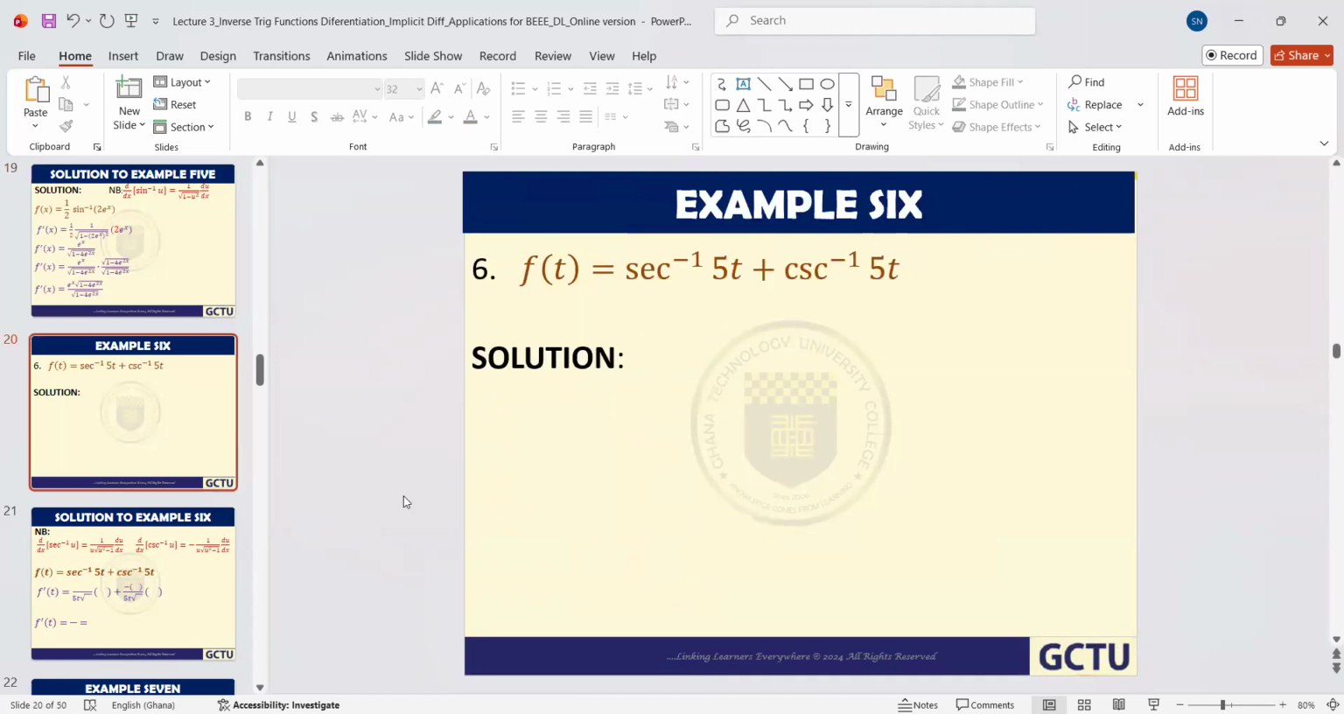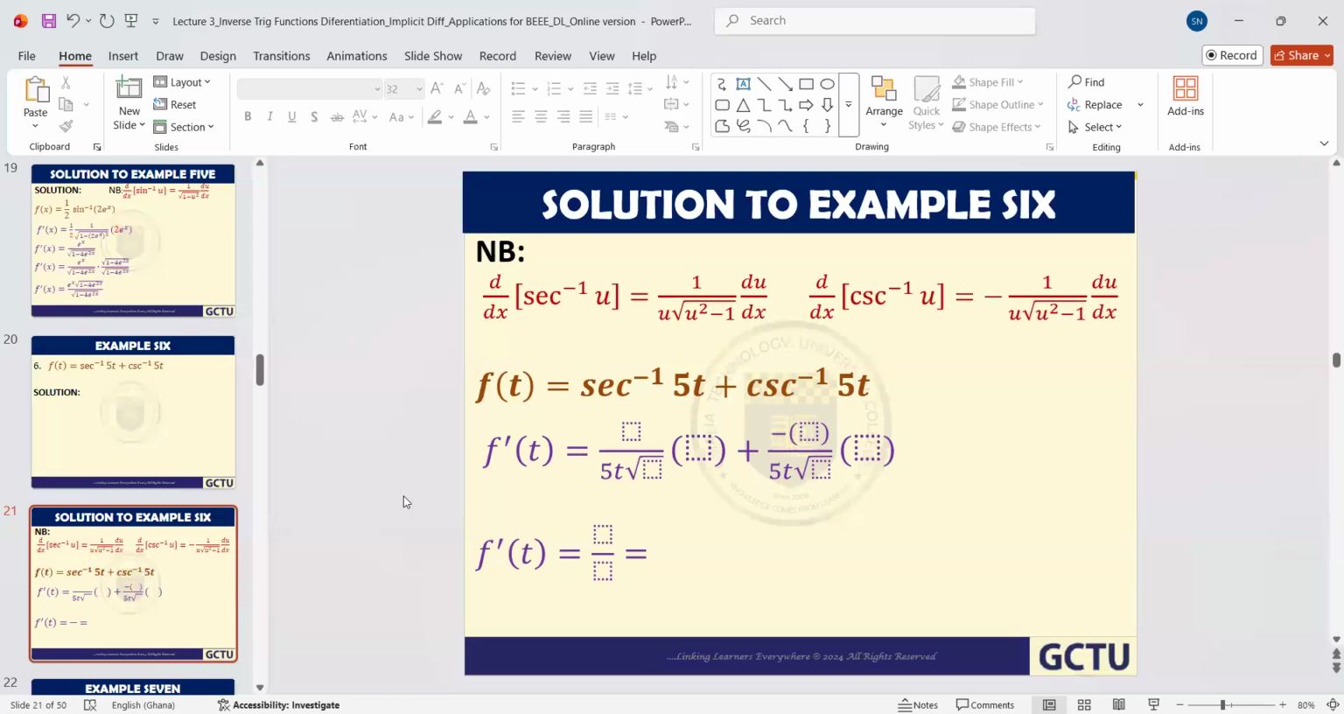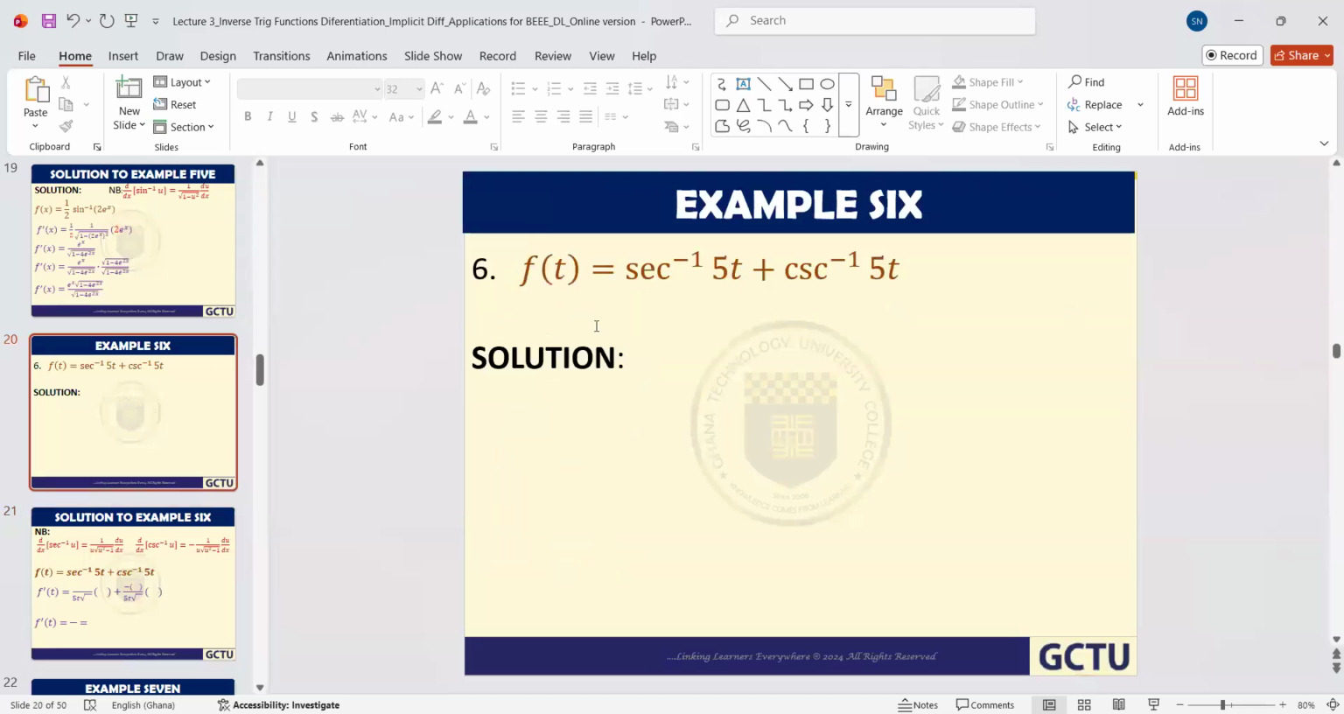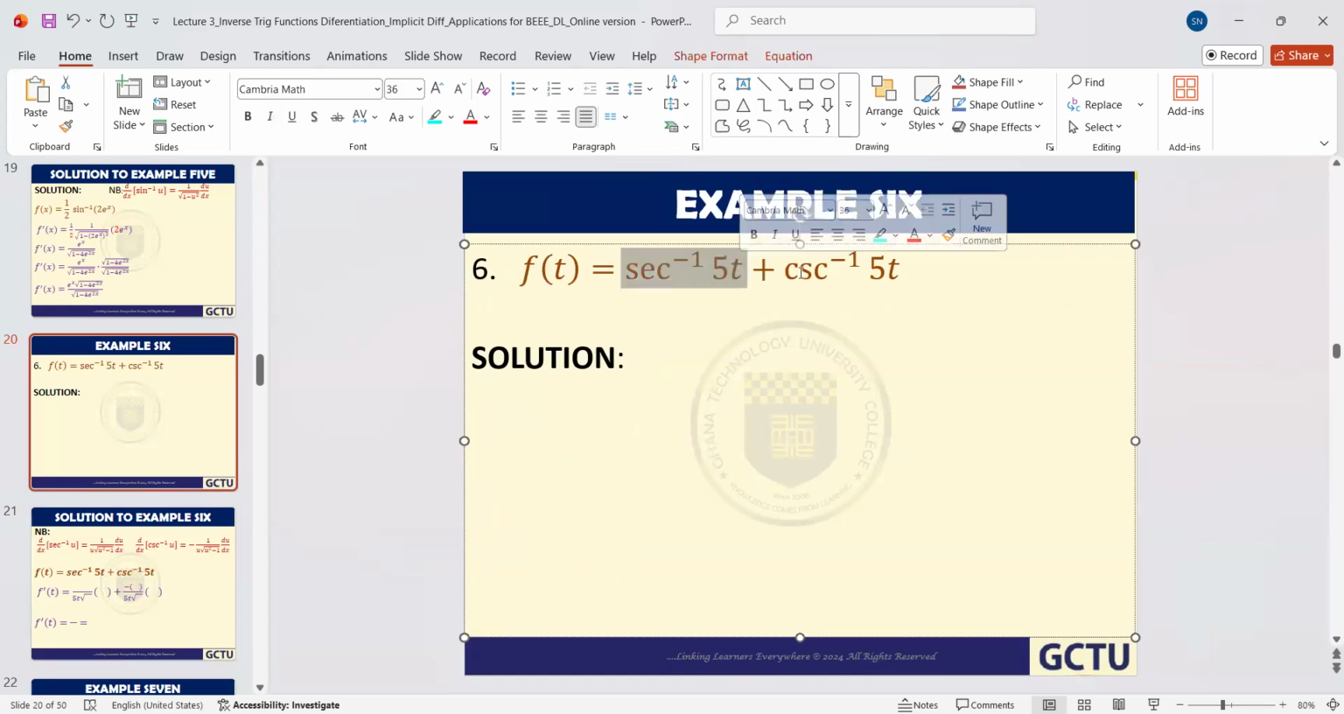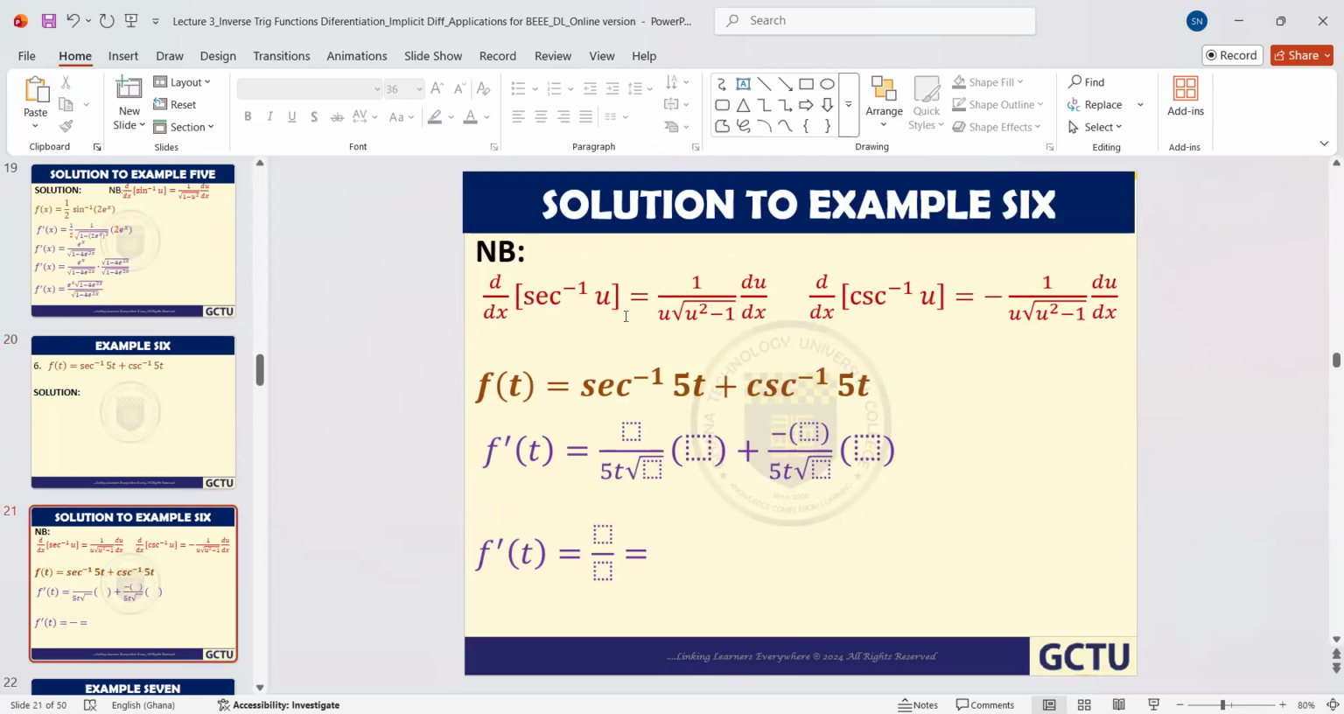So all these examples are supposed to help us differentiate this trig function. This one hasn't been done, so let's try this before we look at the implicit function. So here, I'm dealing with sec inverse, and I'm dealing with cosec inverse, okay? And we are adding these two functions. So what I need to know is the standard derivative of sec inverse and the standard derivative of cosec inverse. So I have quoted them here. Sec inverse is 1 divided by u times square root of u squared minus 1. And then the cosec inverse is the negative of that same function.